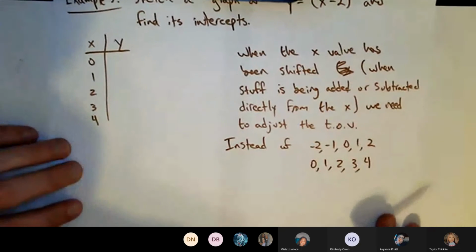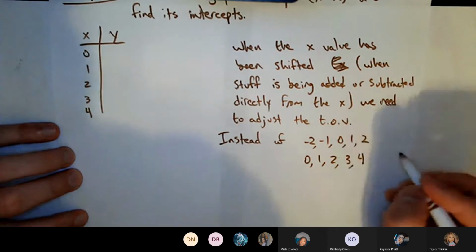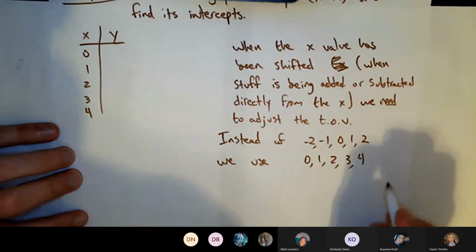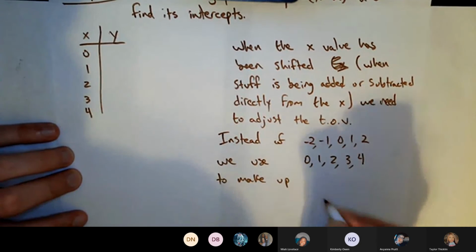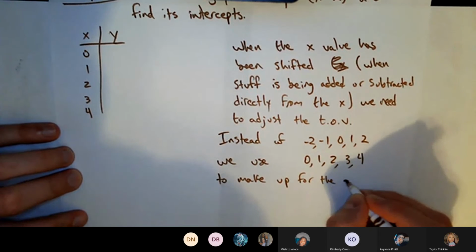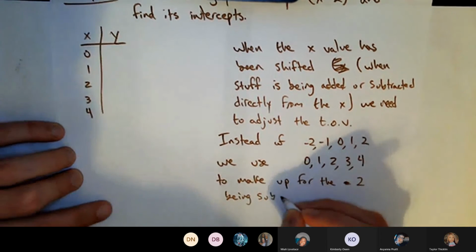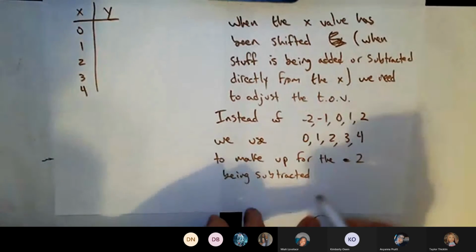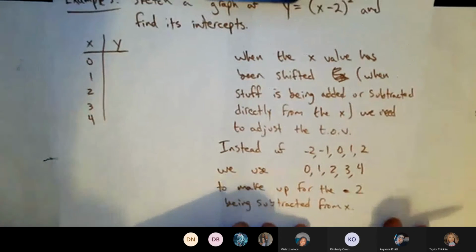I know I am running out of time. Let me just say, instead of -2, -1, 0, 1, and 2, we use 0, 1, 2, 3, 4 to make up for, to balance out the 2 being subtracted from x. So it's like I'm adding 2 back to x. So make up for the 2 being subtracted from x in the equation.